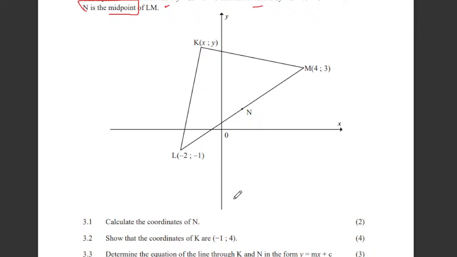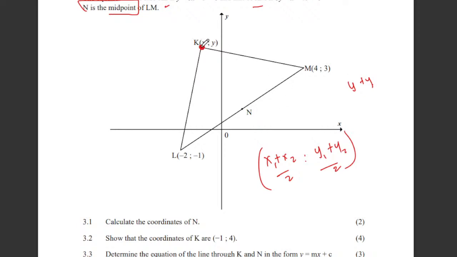Then they ask you for the coordinates of the midpoint. So remember the midpoint formula: x1 plus x2 divided by 2, and then y1 plus y2 divided by 2, regardless of how you write it, okay? Some people say y plus y1 or whichever format, guys. Then they ask you to show that K is (-1, 4).